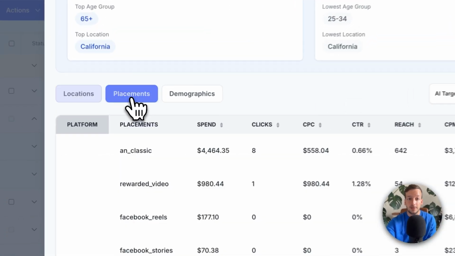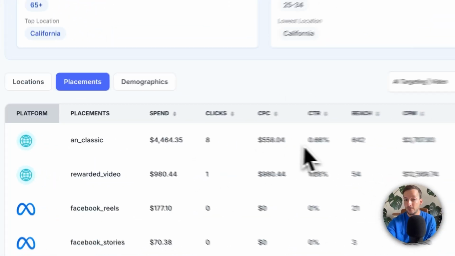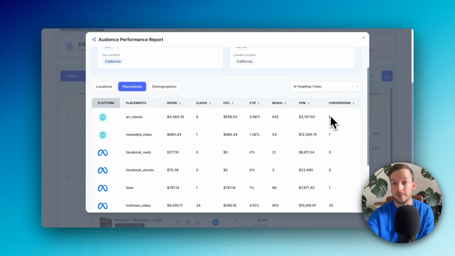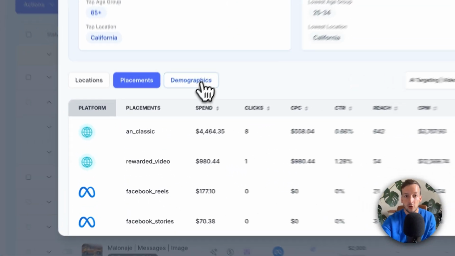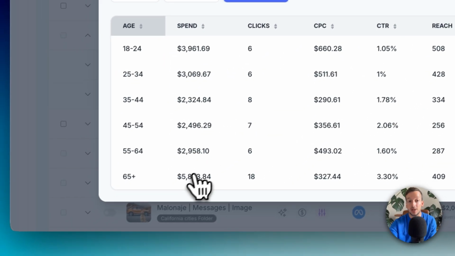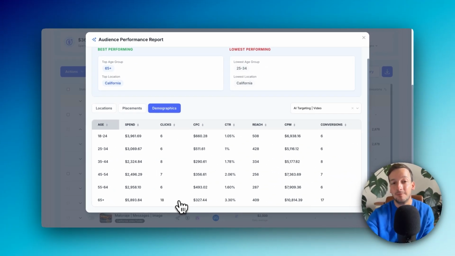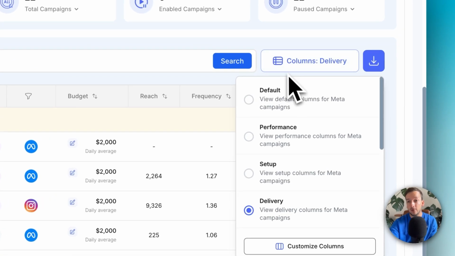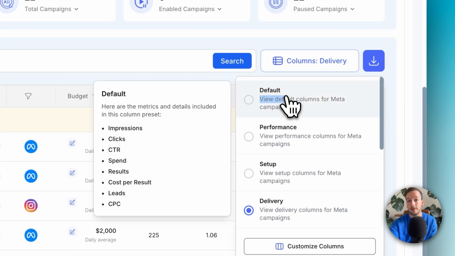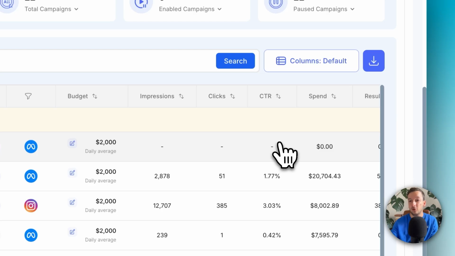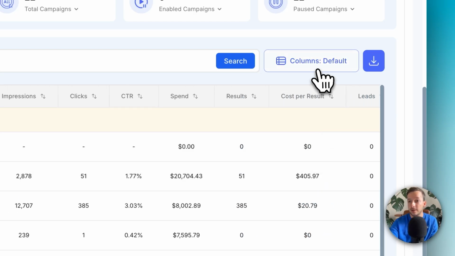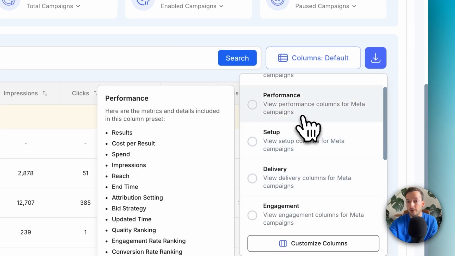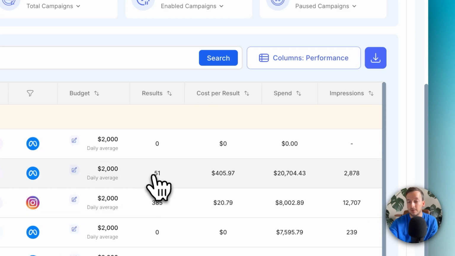Placements are a great place to check also because sometimes one of your placements might be dragging your cost per result. And in the same way, you might start seeing some demographics which are engaging a lot with your ad and might not be actually converting in it. Now remember, you definitely want to switch now from delivery and so on to either the default view, which will give you a great overview of everything that is going on in here, or towards more of performance optimized views, which gives you results, the cost per result, the spend, and all the key information you want.